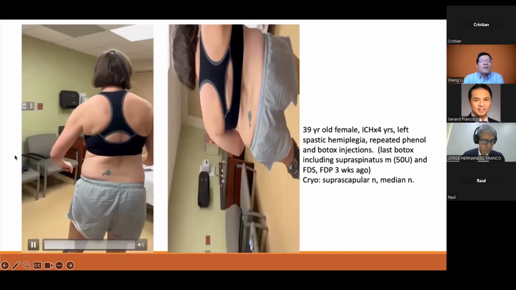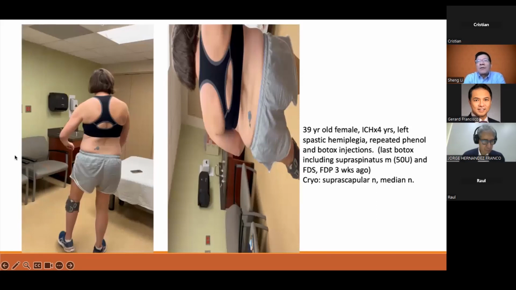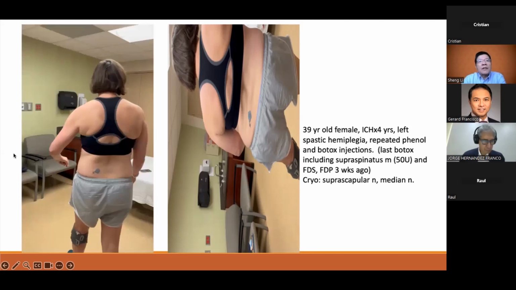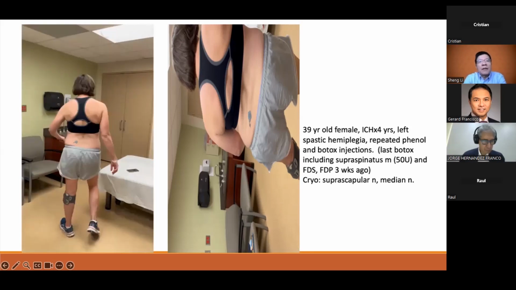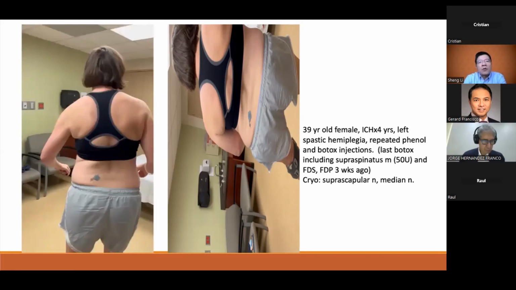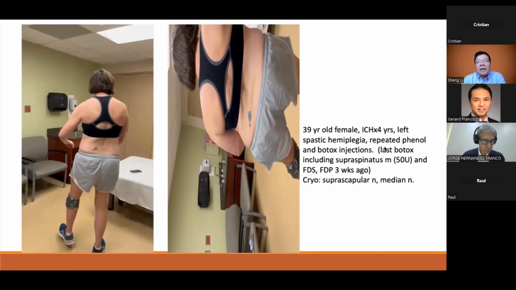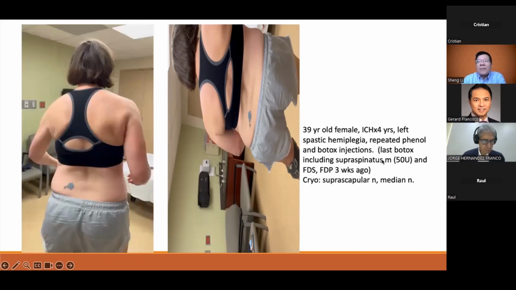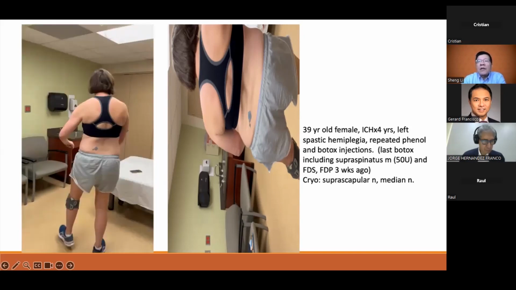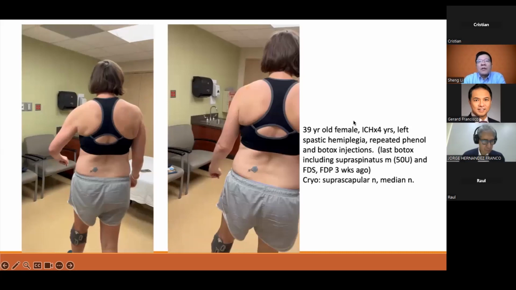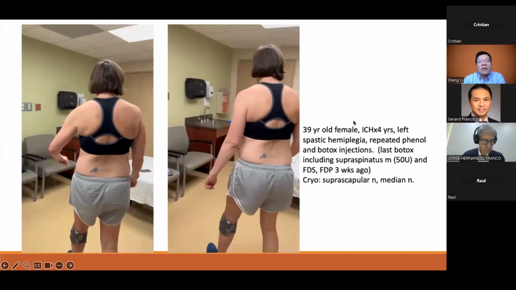So this is a stroke patient about 4 years out. Her main complaint is the left shoulder abduction during walking, as well as a left elbow flexion. So I did cryoneurolysis to the suprascapular nerve. And here's the post-procedure walking video.